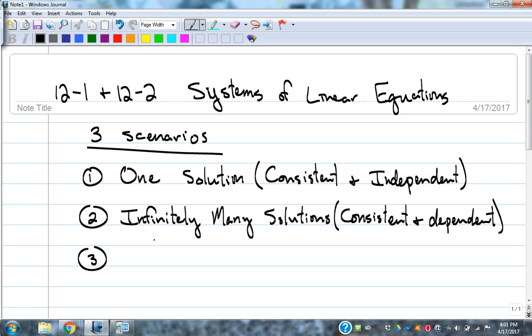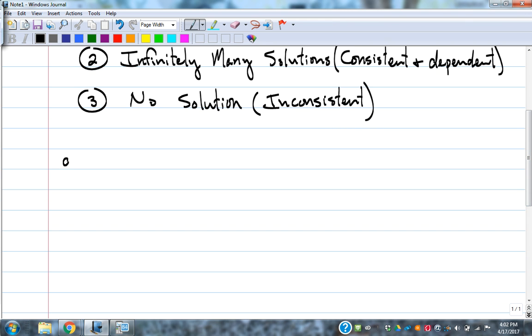And the third scenario is that there is no solution at all. That would be inconsistent. No matter what size system of equations, if we've got a system of equations that has 2 variables or 3 variables or 75 variables, those three scenarios are what could happen with those. One of those situations is going to describe what's going on. So let's look at some systems of equations and how we solve those.